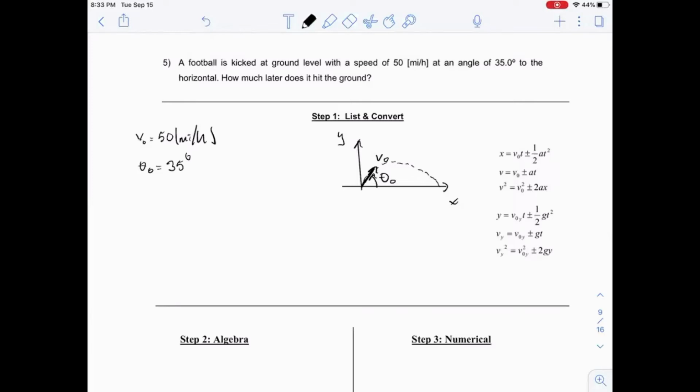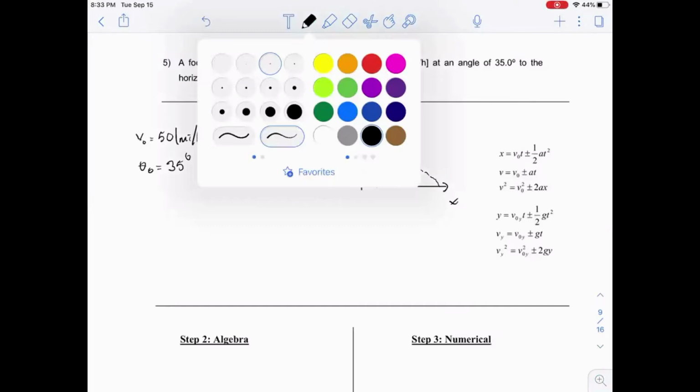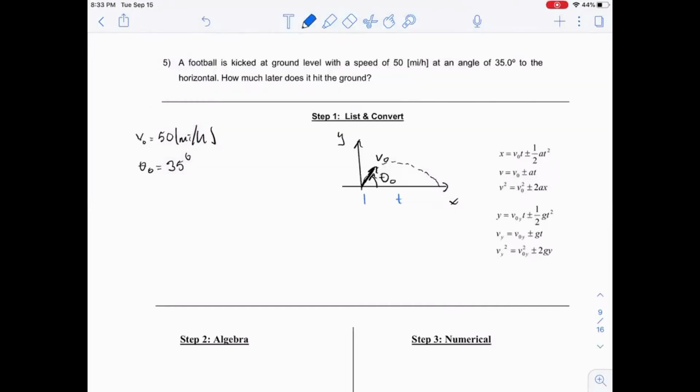Okay, so the thing that I'm interested in is the time it takes for it to land. So T is what we're looking for. We want this in terms of seconds. I want you to remember that the T is also the amount of time for this to go up and then come back down. So it's the same T. It's going to reach its maximum height and come back down.